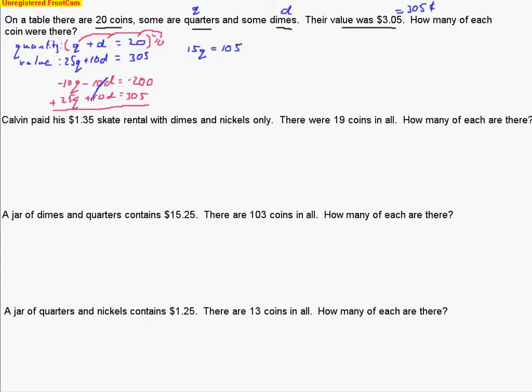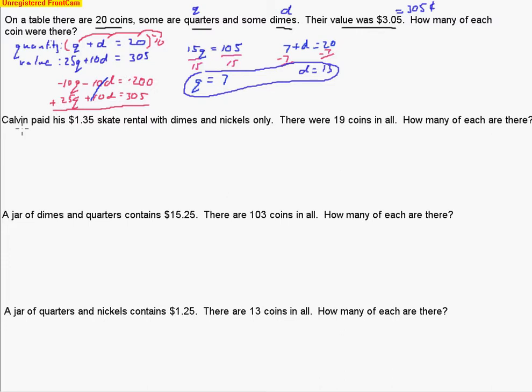From there, all I have to do is divide by 15, and we'll get our answer. So q equals 7. 15 times 7 makes 105. We still have to find the number of dimes, so we use the quantity equation and substitute the 7 back in for q. So 7 plus d equals 20. All we have to do is subtract the number of quarters, 7, from the total number of coins, 20, and it gives us the number of dimes, which is 13. So there are 7 quarters and 13 dimes.